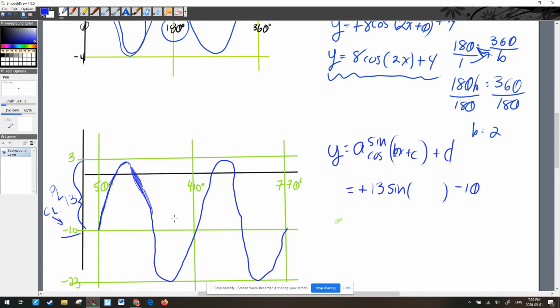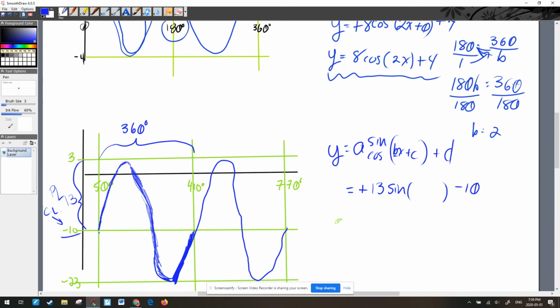How far does it have to go before it repeats the exact same pattern again? Well, if we look at this, it goes all the way from here to start and here to finish. So the distance between those is 410 minus 50, which is 360 degrees. Because it's 360 degrees, we know the period length is the normal, quote unquote, period length.